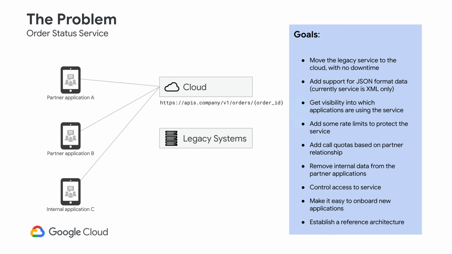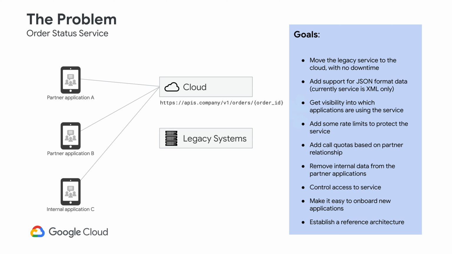But there's a few more goals that have come up in this process. So, of course, we have to move the legacy service to the cloud with no downtime. But we'd also like to add support for JSON format data. Currently, the service just delivers XML. We'd like to get visibility into which applications are using the service. We really don't know right now. There's a URL, people call it, but we really don't know who's calling it and what's going on.